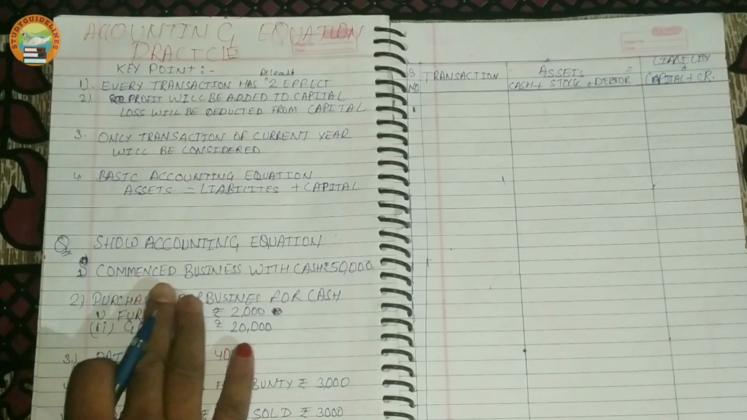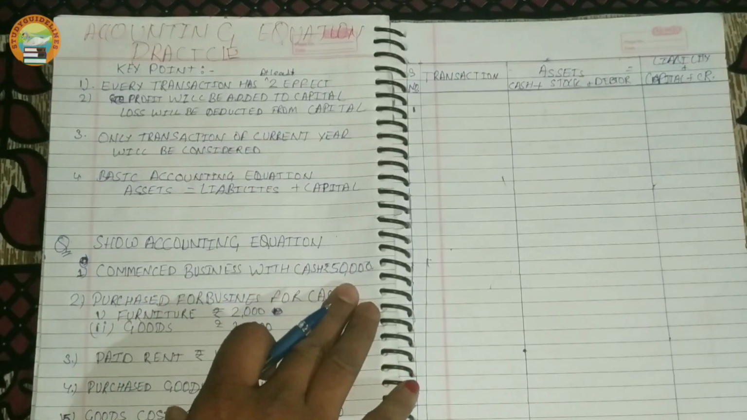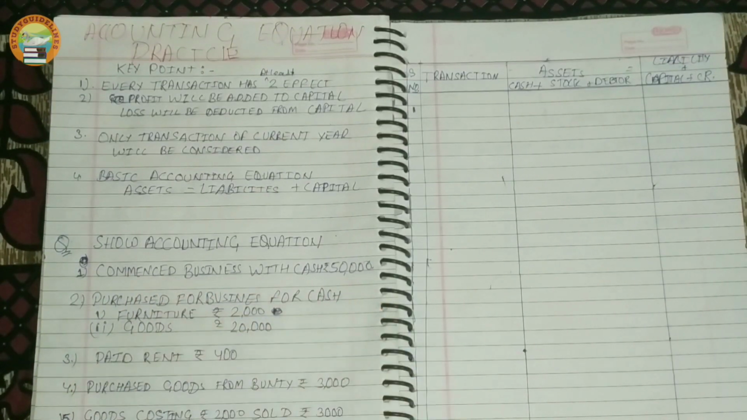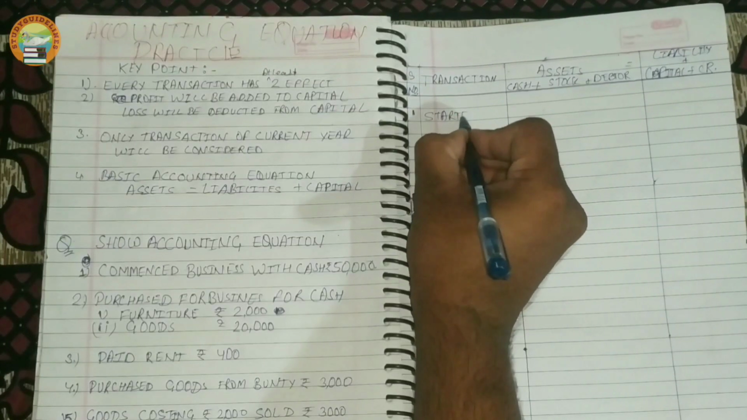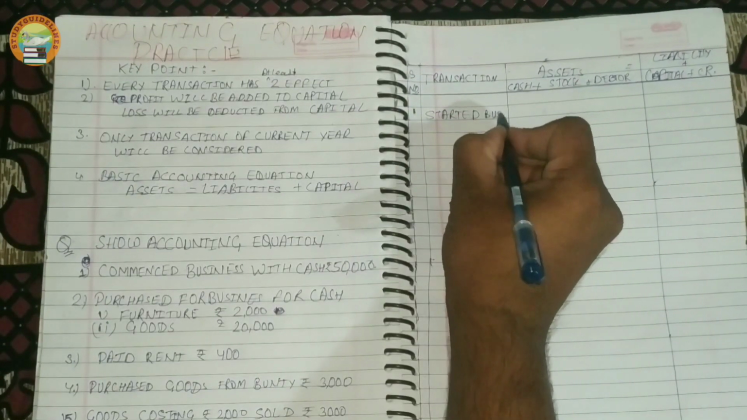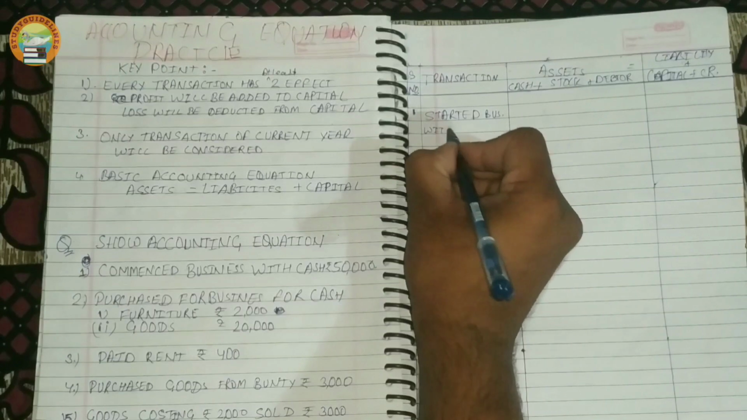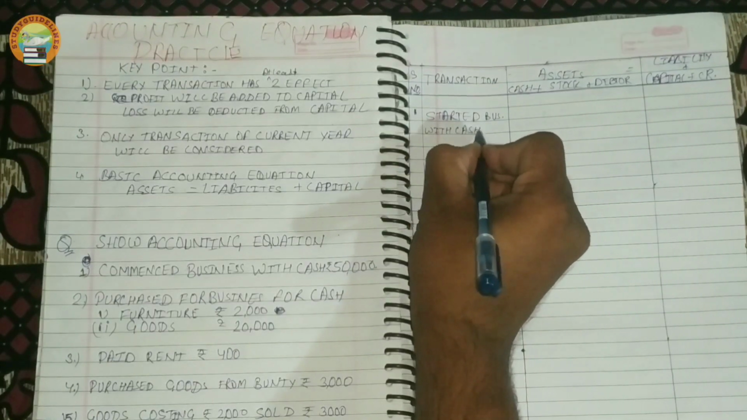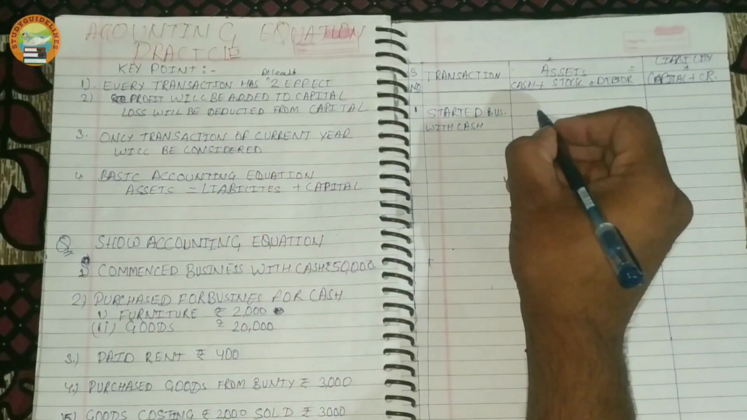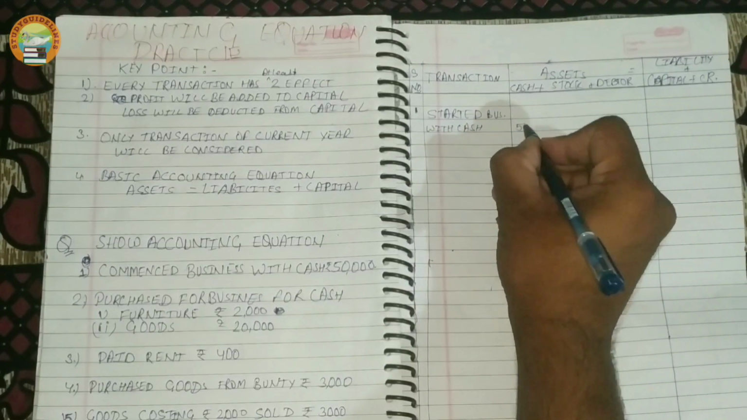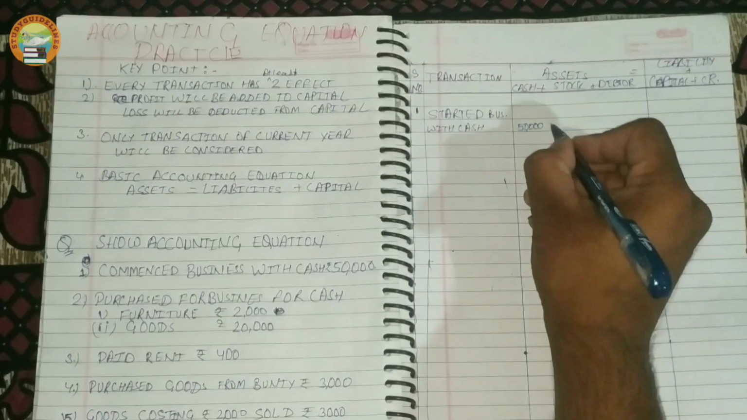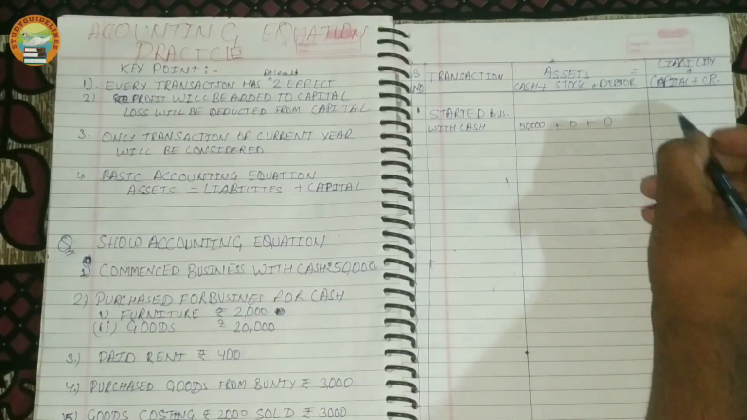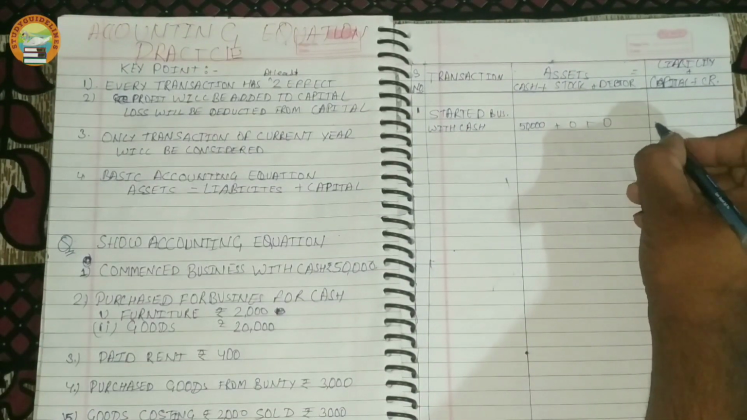The first transaction is: commenced business with cash 50,000. That means he started the business with 50,000. So he started business with cash, and we will add 50,000 to cash, as well as 50,000 to capital.